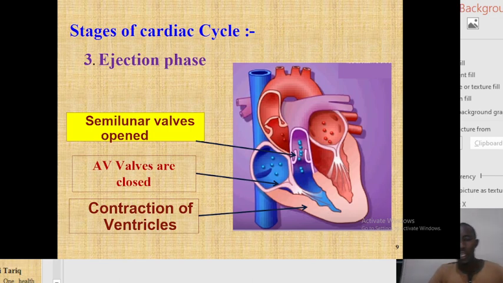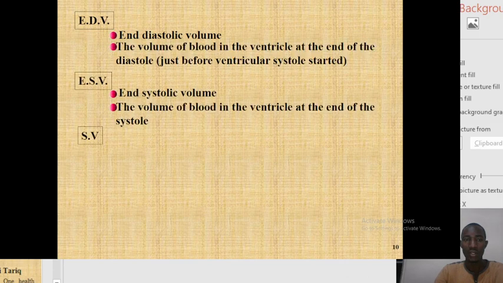So what happens after blood has been pumped out from the ventricle? Then the ventricle has to relax. That brings us to our fourth phase that we call isovolumetric ventricular relaxation.